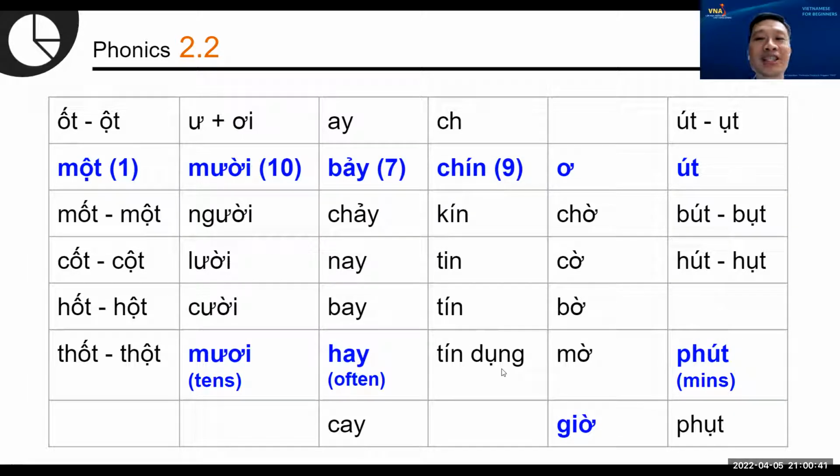Tín dụng. Can you guess the Chinese word for this? Credit card. Credit. Tín dụng. What's the Chinese word? Xin dụng. Exactly. Oh, now there's an aha moment. You see, Chinese sinh dụng, Vietnamese tín dụng. You can see how the sound is converted from s to t.